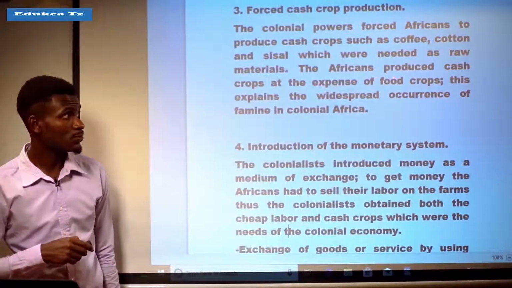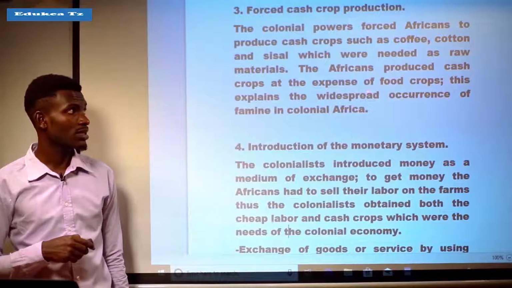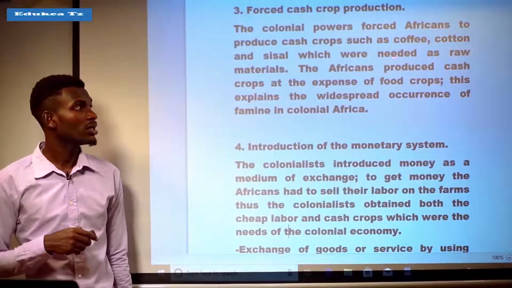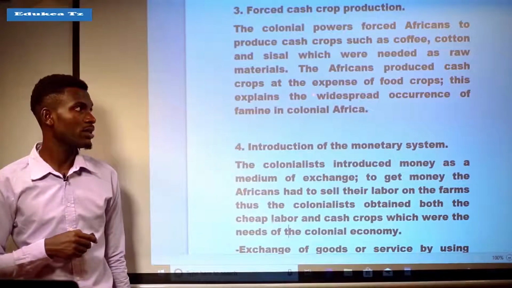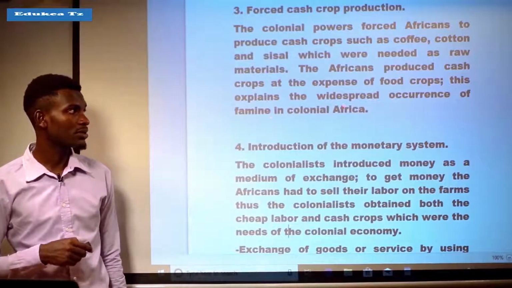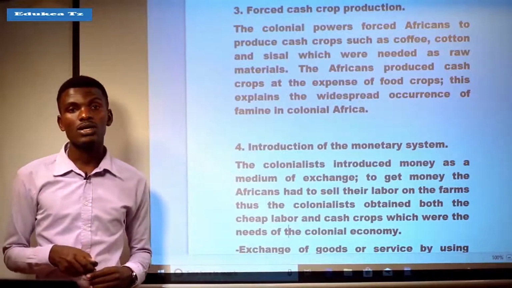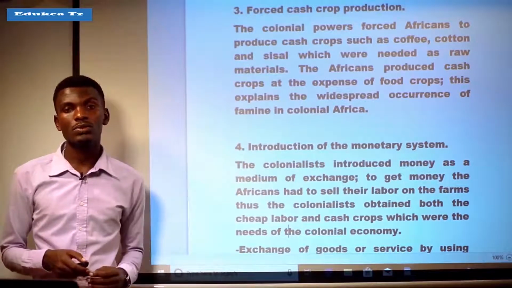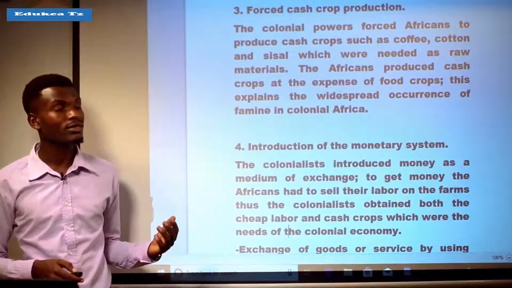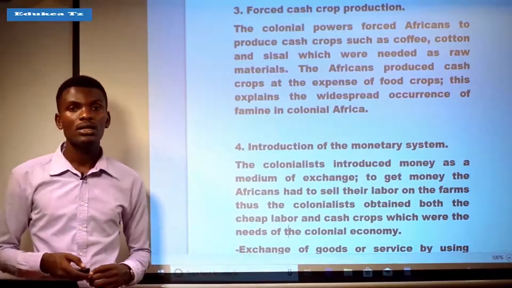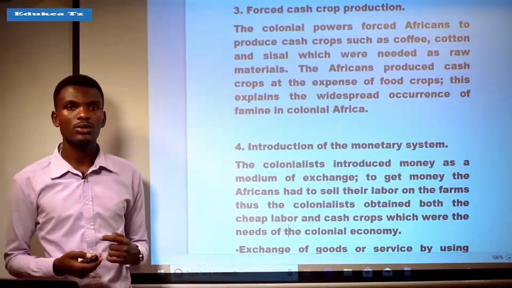The Africans produced cash crops at the expense of food crops. This explains the widespread occurrence of famine in colonial Africa. The Africans were producing cash crops while food crops were prohibited, and that led to famine and hunger among the African countries during the colonial era.